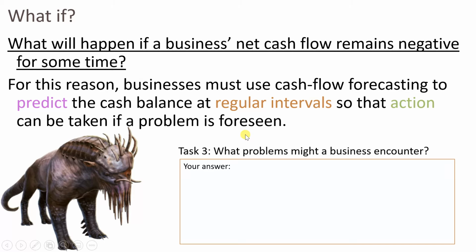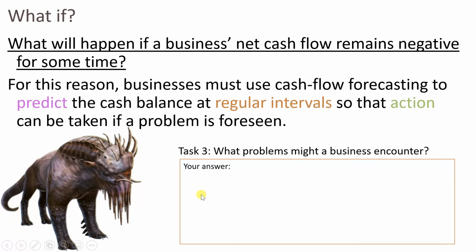So task 3, what kind of problems might a business encounter? What could make a business have a negative cash flow? If you're stuck, go back and look at the Pretty Polly. What was causing them to have negative money? Was it the amount of sales compared to the amount of income? The amount of sales compared to the amount of expenses? Well, we can work that one out. The answer would be yes, but we will need to be more specific.